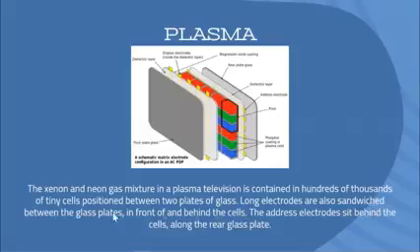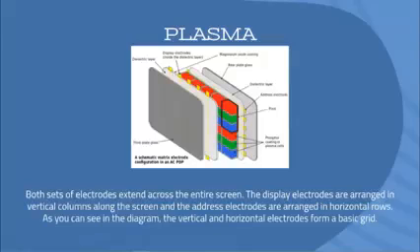Long electrodes are also sandwiched between the glass plates in front of and behind them. So the electrodes are these: the display electrodes and the address electrodes. The address electrodes sit behind the cells along the rear glass plate, in contact with the rear glass plate. Both sets of electrodes extend across the entire screen. So this electrode extends across the whole screen.